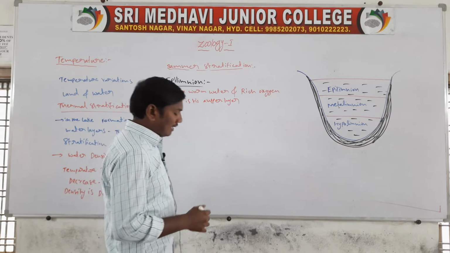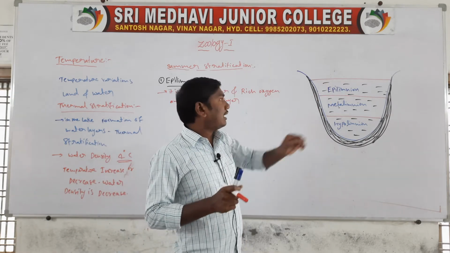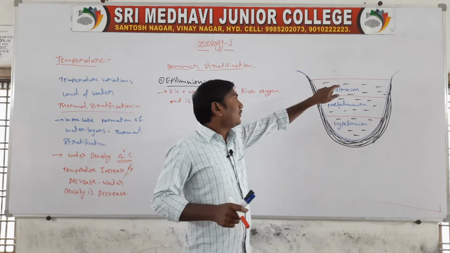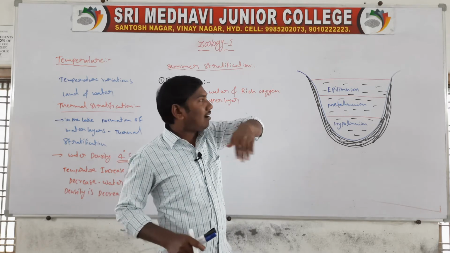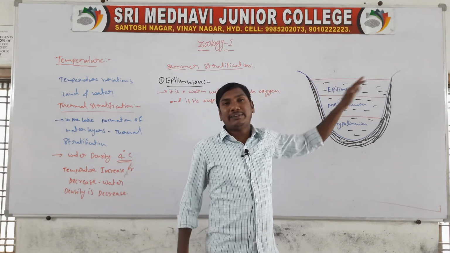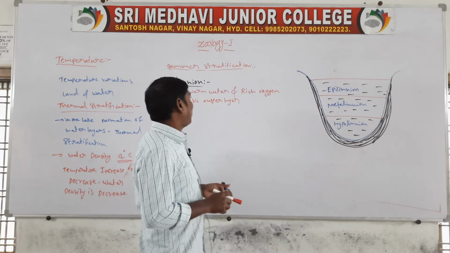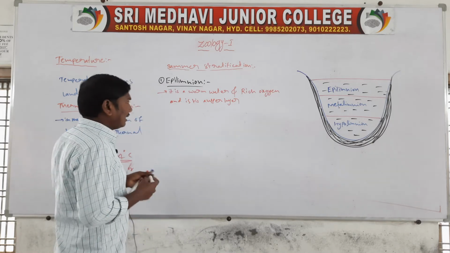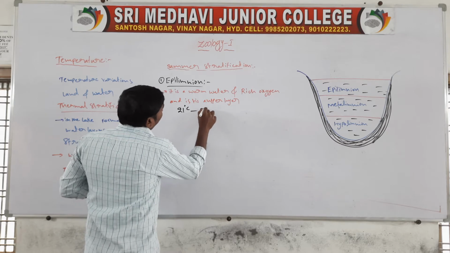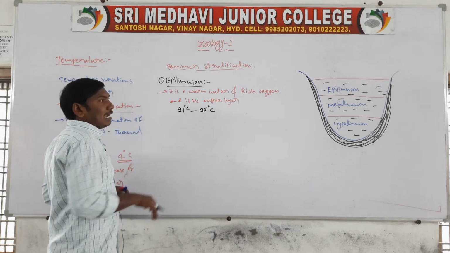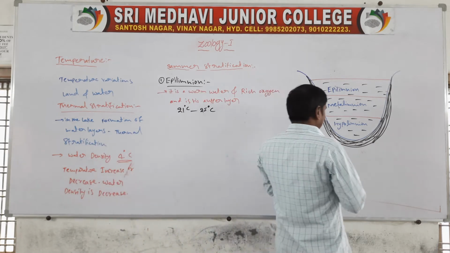This Epilimnion water is warm water. Warm water means heated water. It contains more oxygen, rich oxygen. It is the upper layer of the lake. In this Epilimnion region the temperature is 21 degrees centigrade to 25 degrees centigrade.